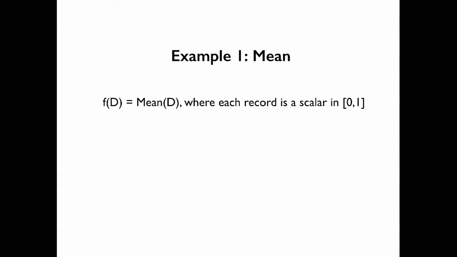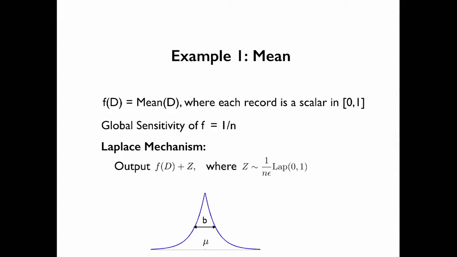Going back to our mean example, suppose we have a sensitive data set where every record is a scalar between 0 and 1, and the function f of d is the mean of these data points. Here, if there are n data points, then the global sensitivity of the mean is going to be 1 over n, right? And if you use the Laplace mechanism, you're going to add to the actual mean a random variable z, where z is 1 over n times epsilon times Laplace of 0, 1.